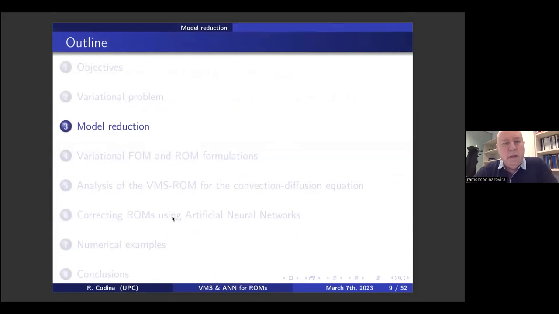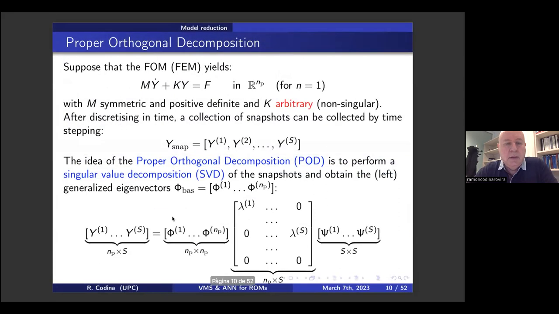And now we may go to a few concepts about model reduction. Suppose, in particular, our model reduction is based on proper orthogonal decomposition. So suppose that the full order model yields this system of ordinary differential equations, M y dot plus K y equals f. So M would be the matrix coming from the temporal derivative. We assume it to be symmetric and positive definite, as usual. And K is an arbitrary matrix, but obviously non-singular.